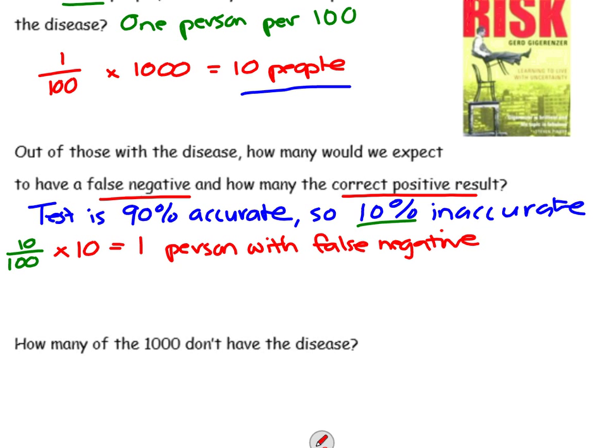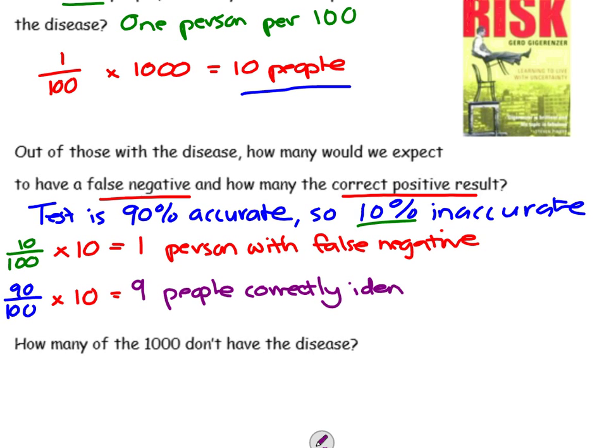who we expect to get a false negative out of those 10 people in the above question who do actually have the disease. And how many to get a correct positive, the second part, remember it's 90% accurate. So turn 90% into a fraction, 90 over 100, and times it by the 10 people that we found who do have the disease in the above question. And how many in total do we get with correctly identified positive results? So we get 9 people when you work that out. 9 people who are correctly identified with the positive result.